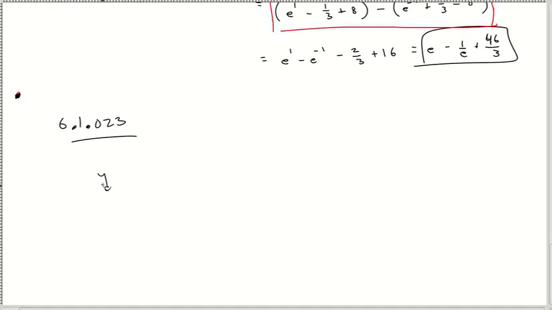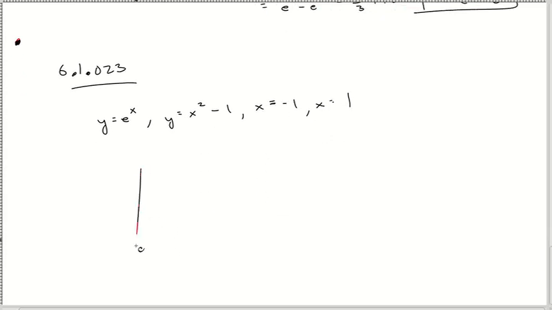Next problem. So I got y equals e to the x. I got y is equal to x squared minus 1. I got x is equal to -1 and x equals +1. And they say find all of the area in between the bounds, bounded by these functions or something like that. So let's graph this thing. I got e to the x, so it's going to do something like that. Here's my e to the x.